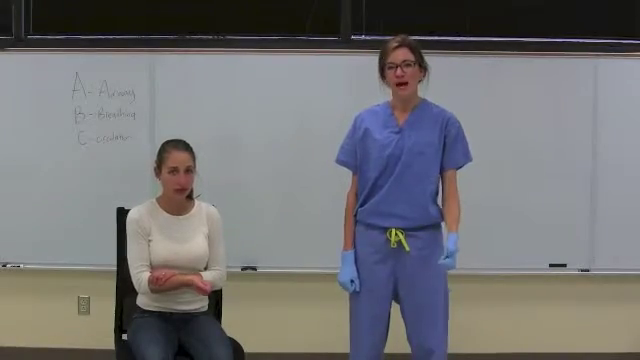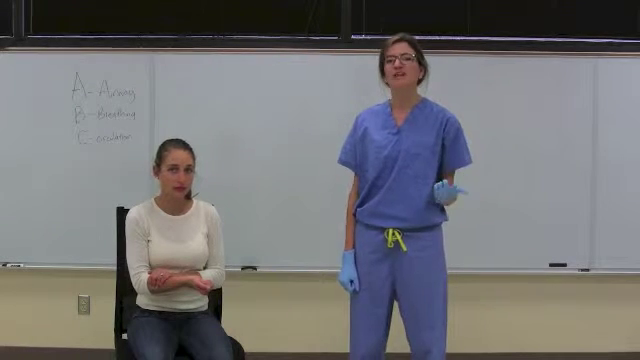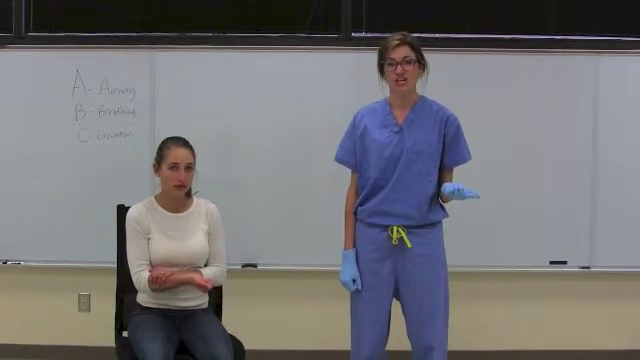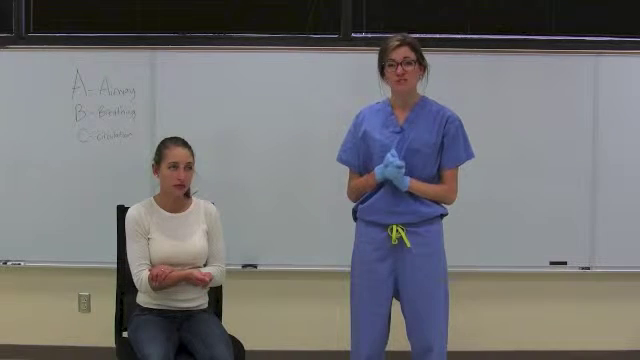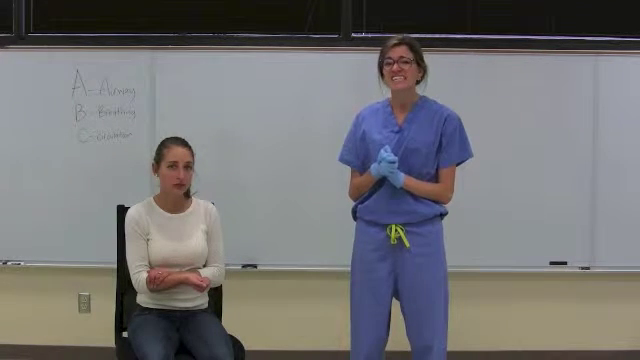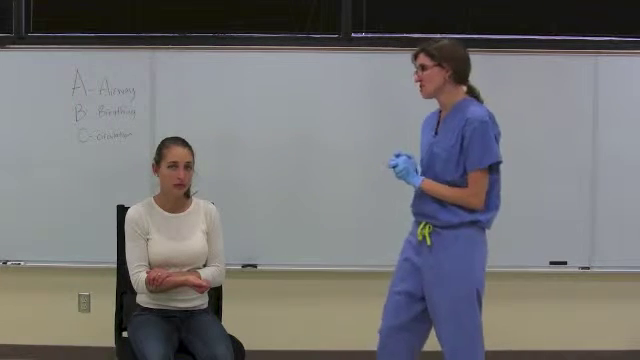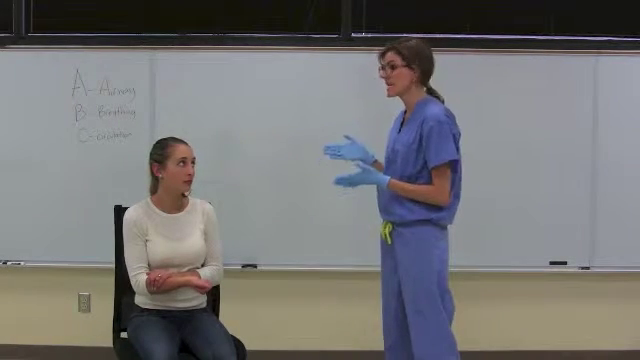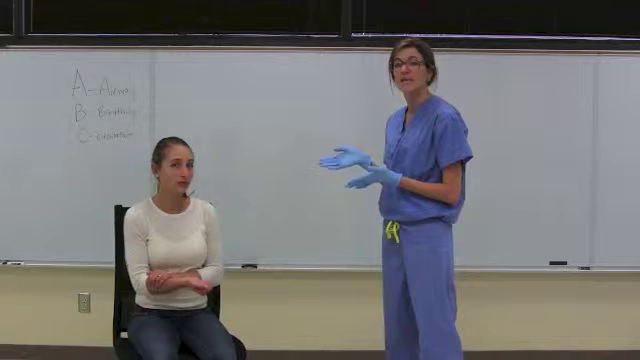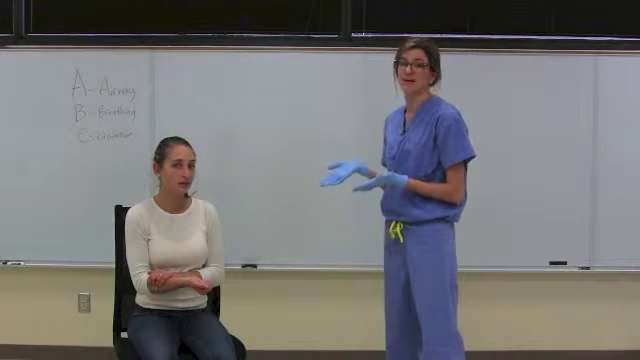Alright, we've reviewed airway and breathing, so now on to C for circulation. So the big question with circulation is: is this patient bleeding to death? So the first thing I'm going to do when I approach this patient after assessing airway and breathing is I'm going to look for big bleeding.